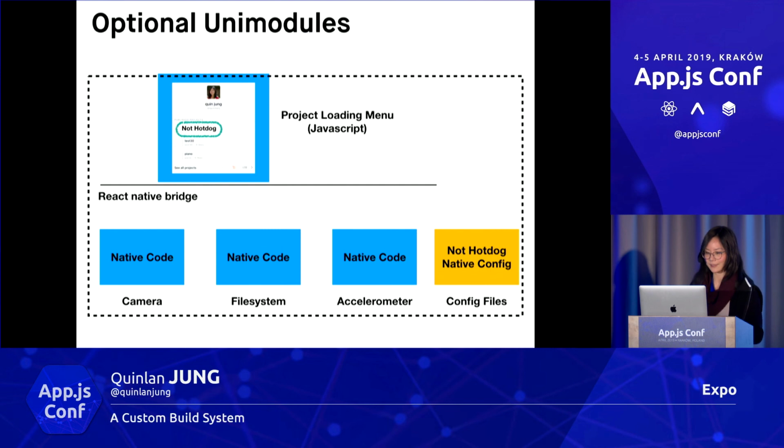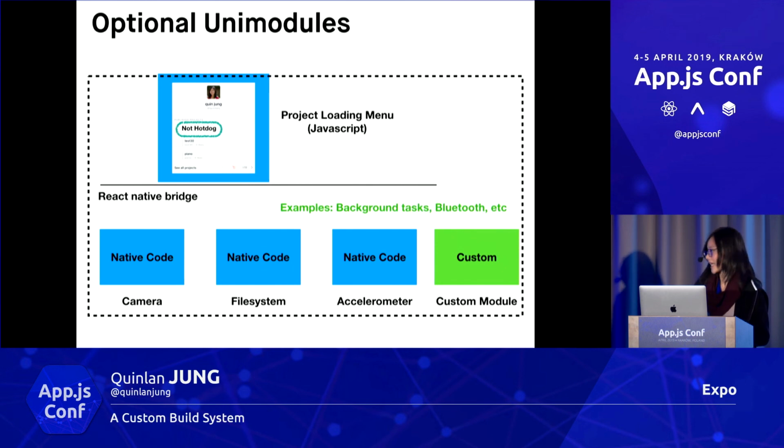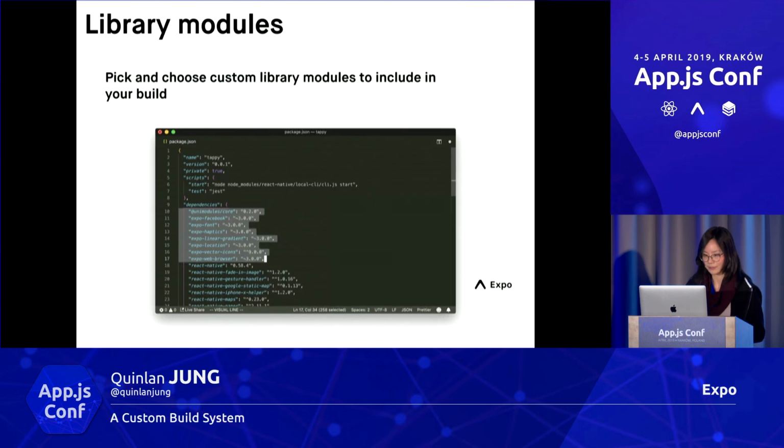So let's quickly look at what this would entail. So before, we talked about having custom native configuration with your client. But instead of having configuration, why not just have custom code? So originally, we had a standard set of these native modules, camera, file system, accelerometer, but a lot of times people want other modules. So you could eventually put in background tasks or Bluetooth or what have you. And essentially, you'll be able to pick and choose custom library modules to include in your build.